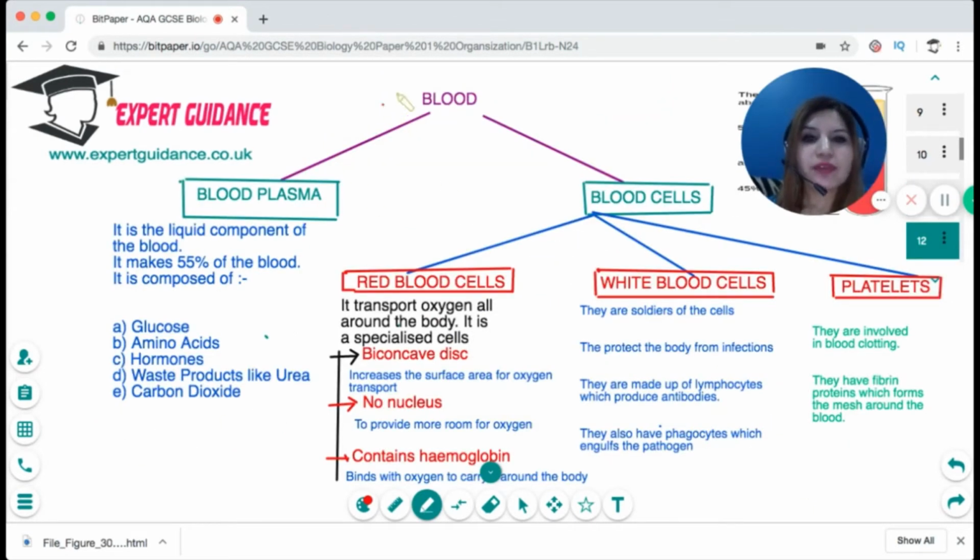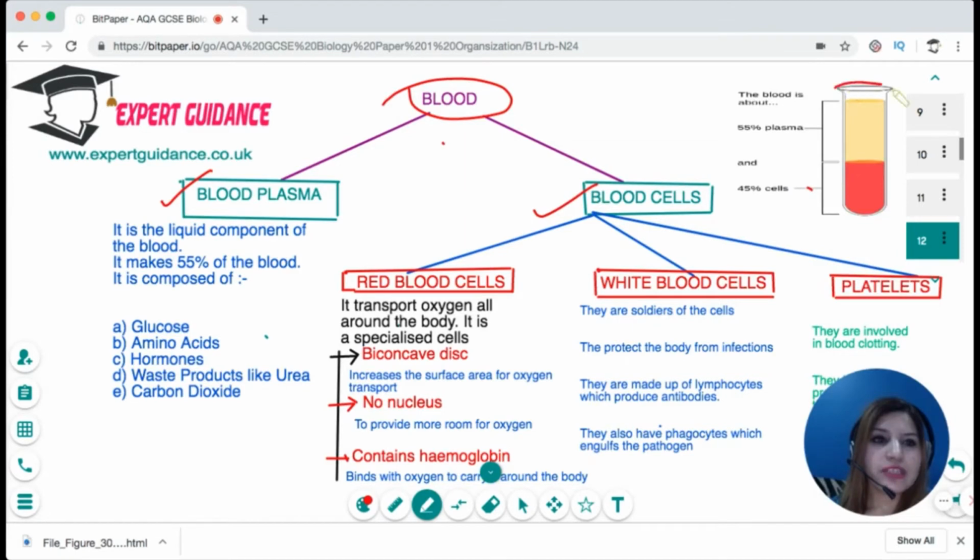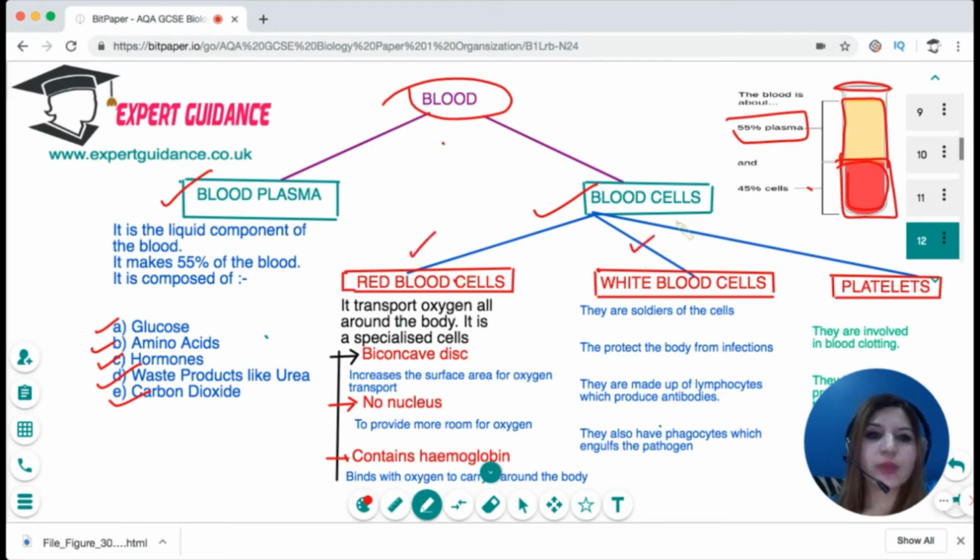Now, blood is made up of blood plasma and blood cells. If we centrifuge the blood, the blood cells are heavy and collect at the bottom, and then there's the blood plasma. Blood plasma makes up 55% of the blood, and it is the liquid component of the blood. It has all the things that a cell requires, like glucose, amino acids, hormones, waste products, and carbon dioxide. And then the blood cells perform specific functions, and there are three types of blood cells: red blood cells, white blood cells, and platelets.